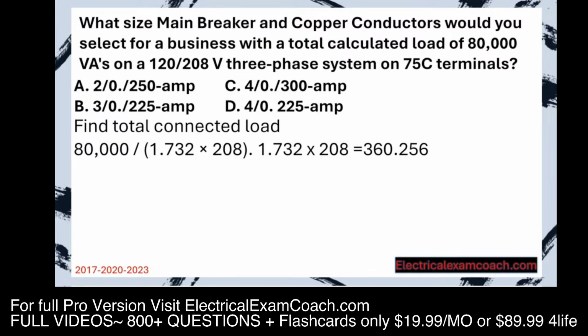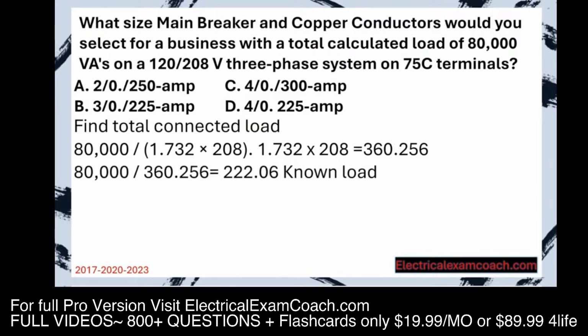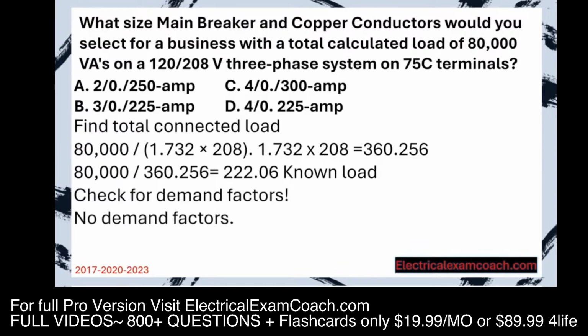We take 1.732, we multiply it by our system voltage, which is 208, and that gives us that 360 value. Now we can divide just like normal. We take the 80,000 VAs, divide it by the 360, and that gives us a 222 amp known load by which we can size our breaker and our wire. But first, we must check for demand factors. In this case, there are no demand factors, so we can size like normal.